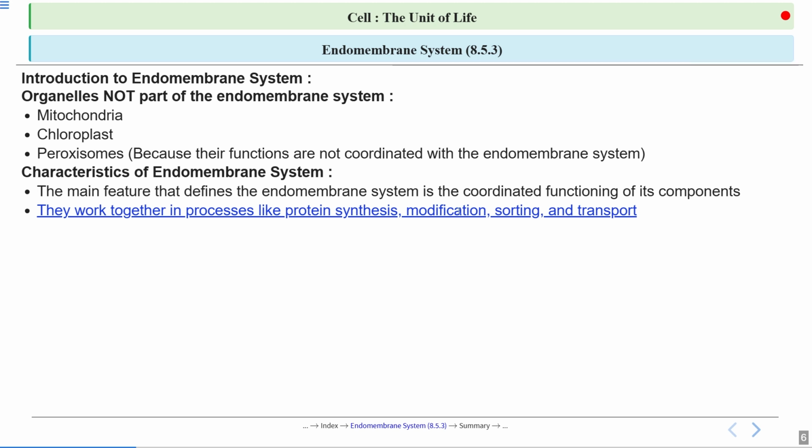Clear? We'll see which organelles perform protein synthesis, which are involved in modification, and which are involved in sorting and transport. You can see this is like a factory. The molecules are being synthesized and they are being modified. They are being sorted. Sorting is also very important. And then transport.